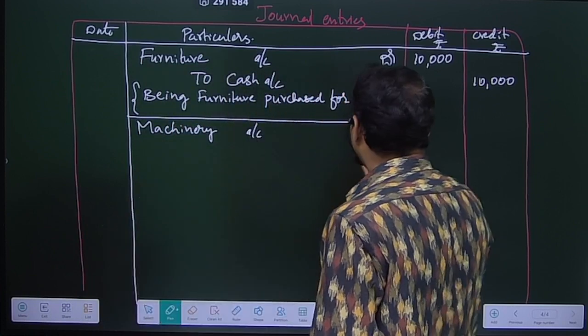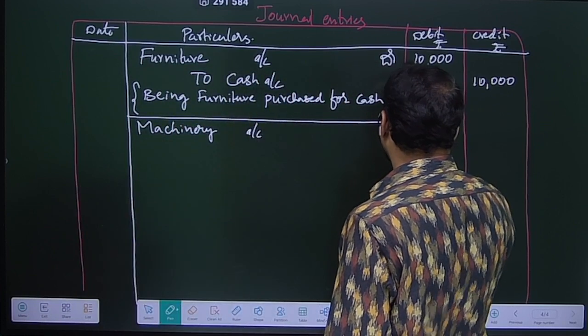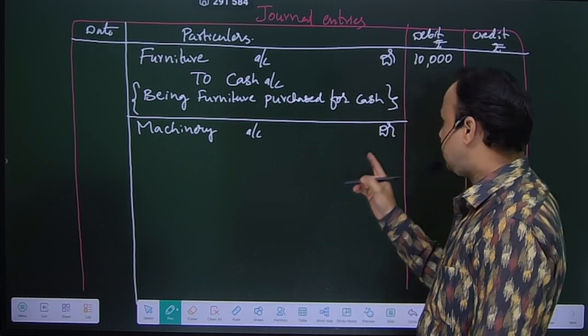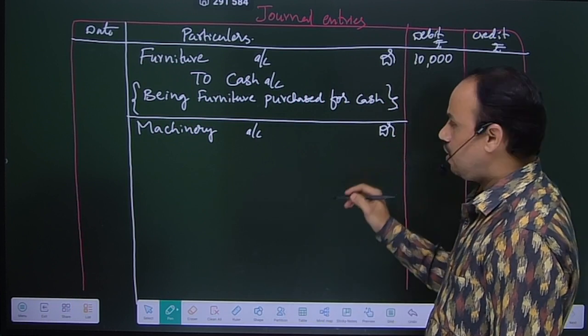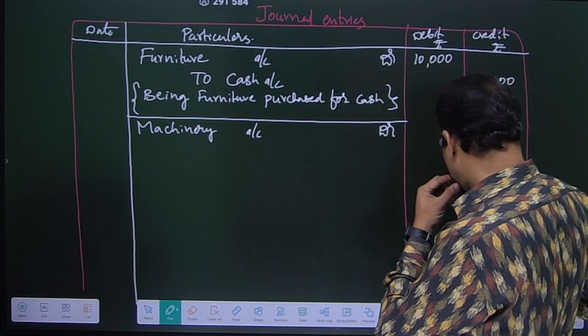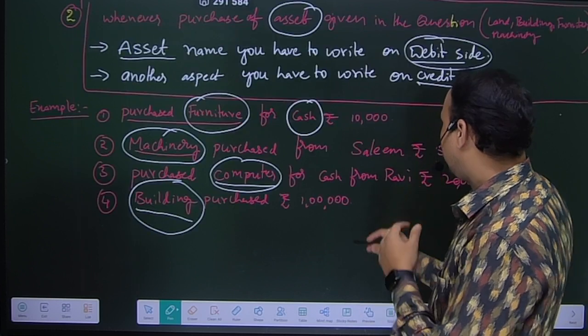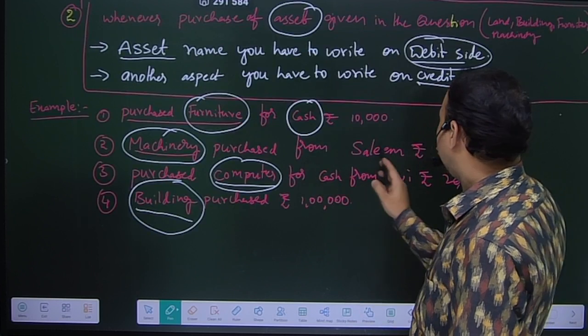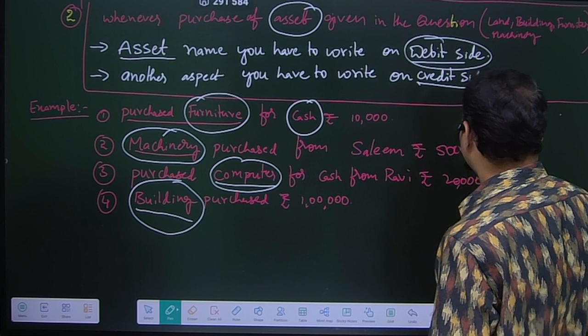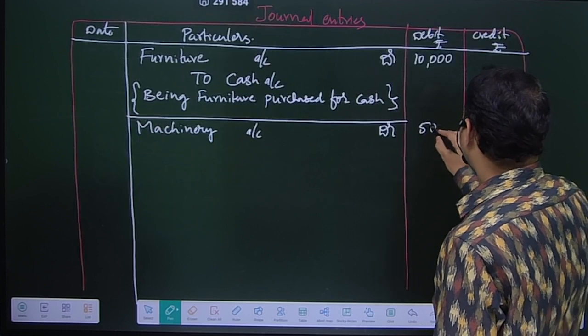I think you know that. So machinery account, here I have written DR. This is debit. Machinery account debit. What is the amount? 5,000 rupees. So debit 5,000 rupees.